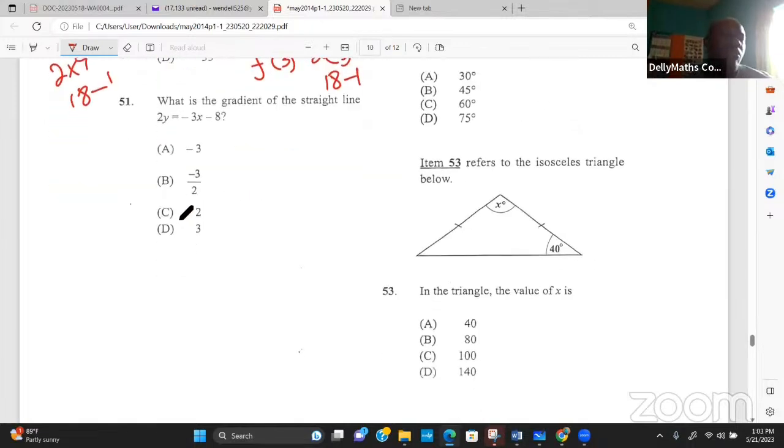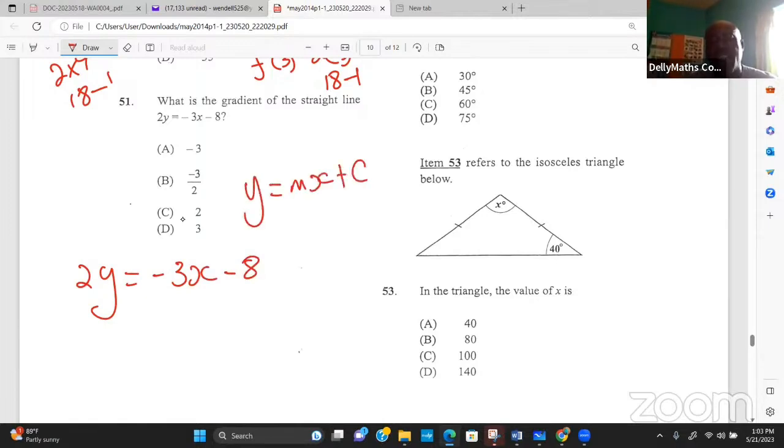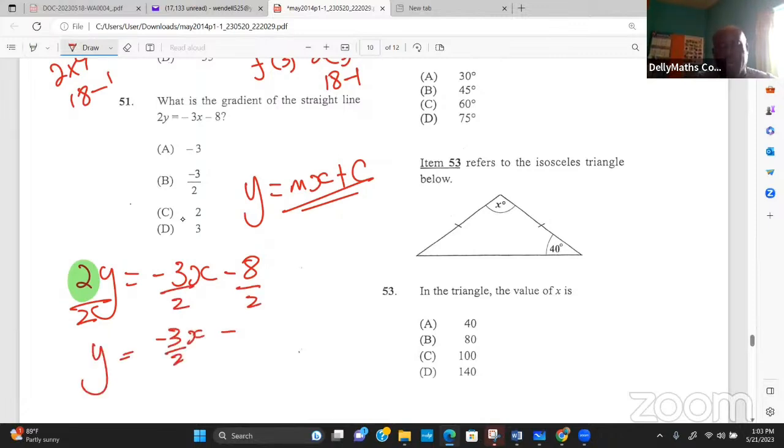All right, 51. What is the gradient of the line? Remember this. Very important information. You can never name a gradient unless it is written in y equals mx plus c format. It is not in that format yet. So you're going to have to make sure that the y is left alone. The y is not yet left alone. So I'm going to divide both sides by 2. Rewrite this: y is equal to negative 3 over 2 x minus 4.